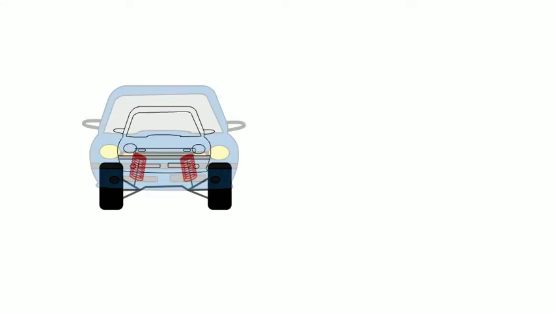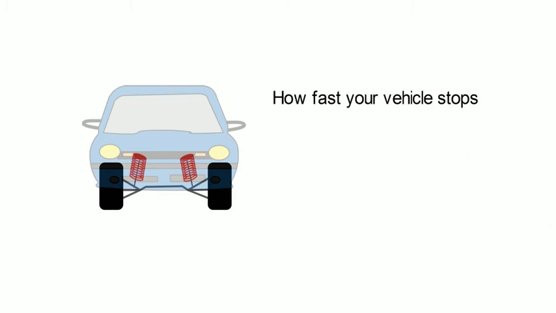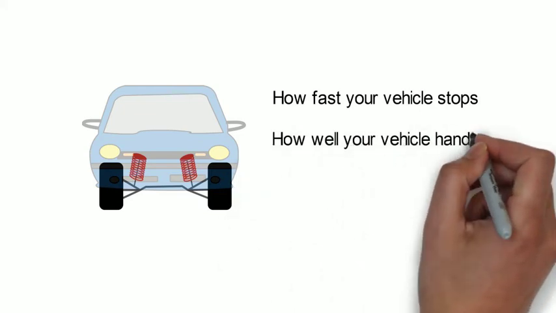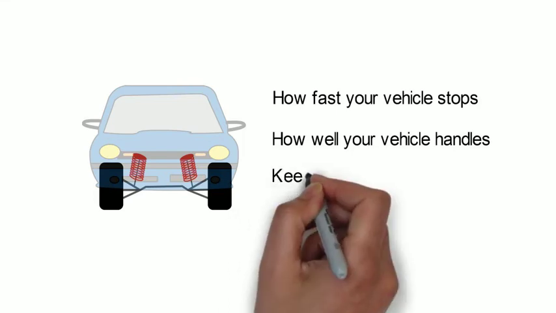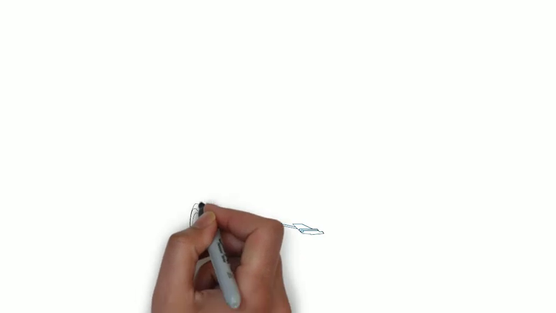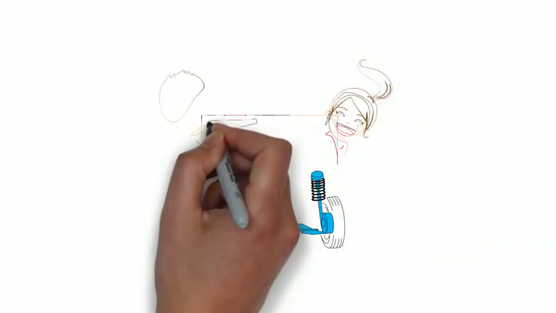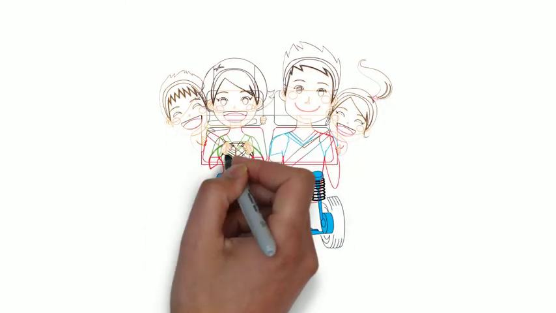The concern we discussed earlier is if your suspension system does not perform properly, it can alter how fast your vehicle stops and how well your vehicle handles. These two things are the most vital component to keeping you safe in your car. So let's make sure they're protected and working properly. Our advice is to keep your defensive line healthy and strong, and it will protect your quarterback, saving you time, money, and keeping you safe.